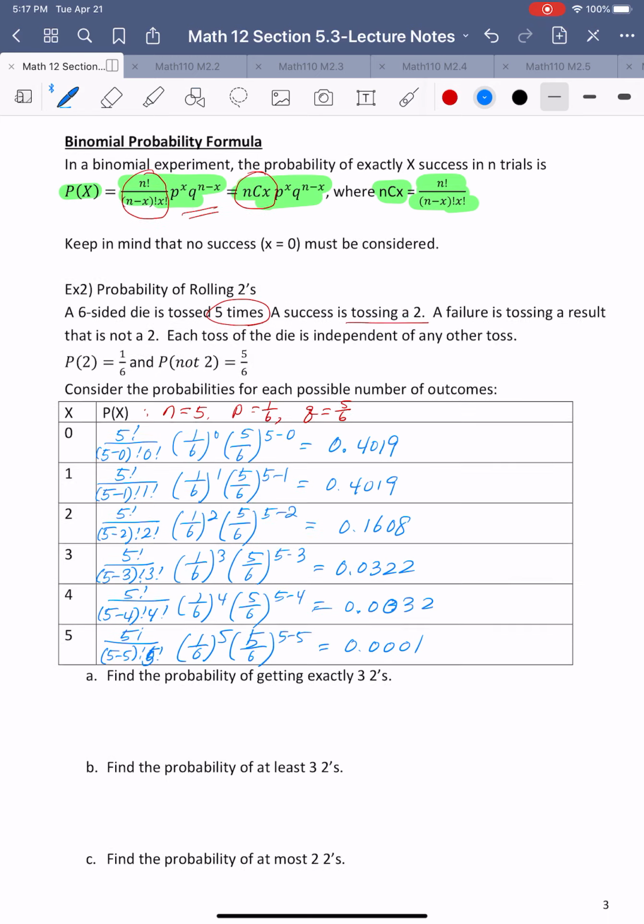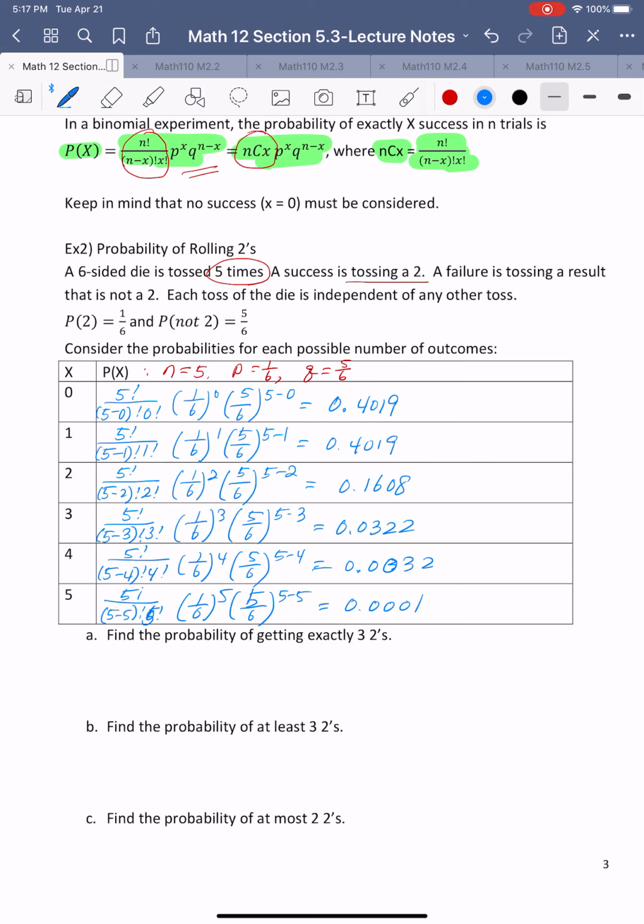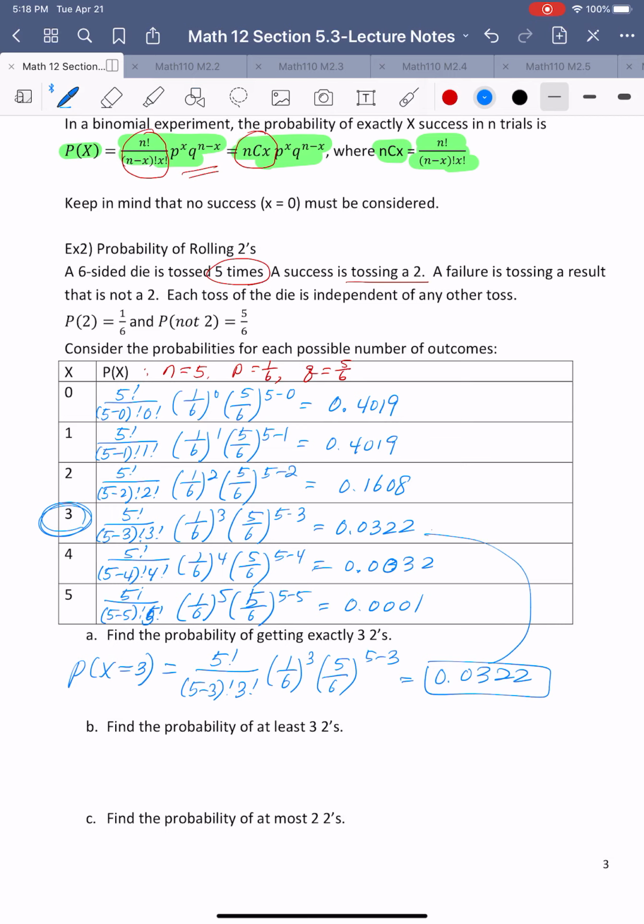All right, let's answer the question. There are 3 questions as follows. So A, find the probability of getting exactly 3 2's, which is this case, right? So getting exactly 3 2's means we're having 5 factorial over 5 minus 3 factorial, 3 factorial, times 1 over 6. We already have an answer in the table, but I'm just going to write it down again, which is going to be 0.0322, which is the same as this.